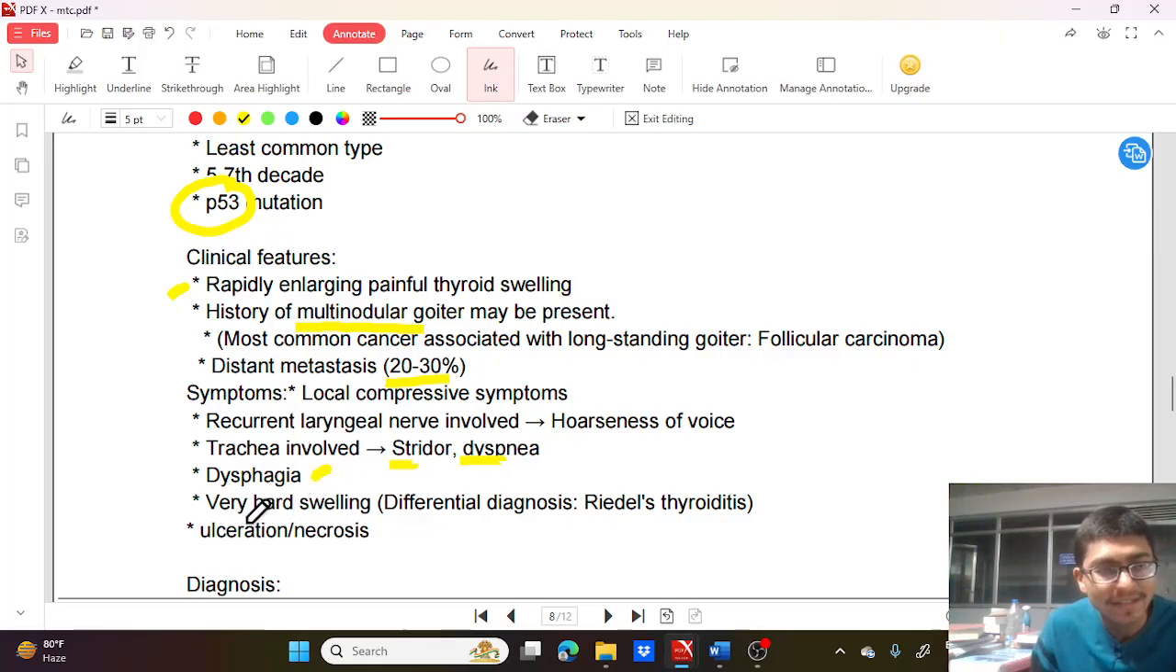And lastly, these swellings are very hard, and we have to always keep in mind that it could be a differential for thyroiditis, which is Riedel's thyroiditis. And these swellings can sometimes go into ulceration and necrosis. So these are some of the clinical features and findings.